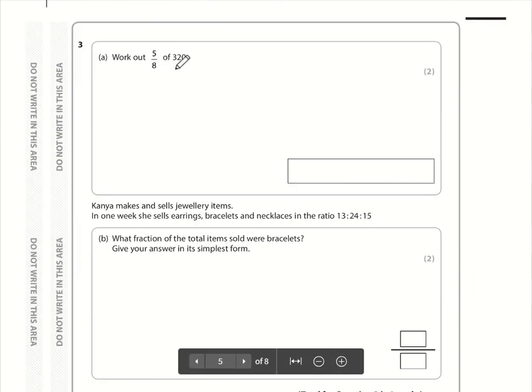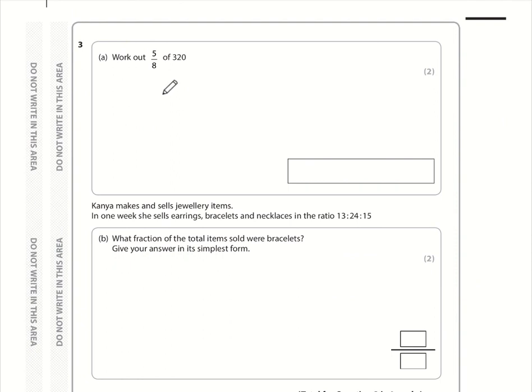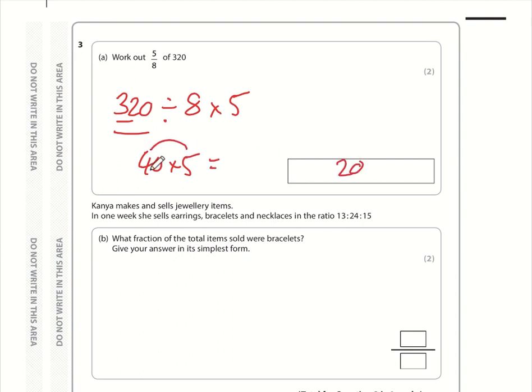Work out 5/8 of 320. When you're working out a fraction of an amount, you take your total, you divide by the number on the bottom, and then you multiply by the number on the top. 32 divided by 8 is 4, so 320 divided by 8 is 40. So the final calculation is 40 times 5, or 4 times 5 is 20, so 40 times 5 is 200.